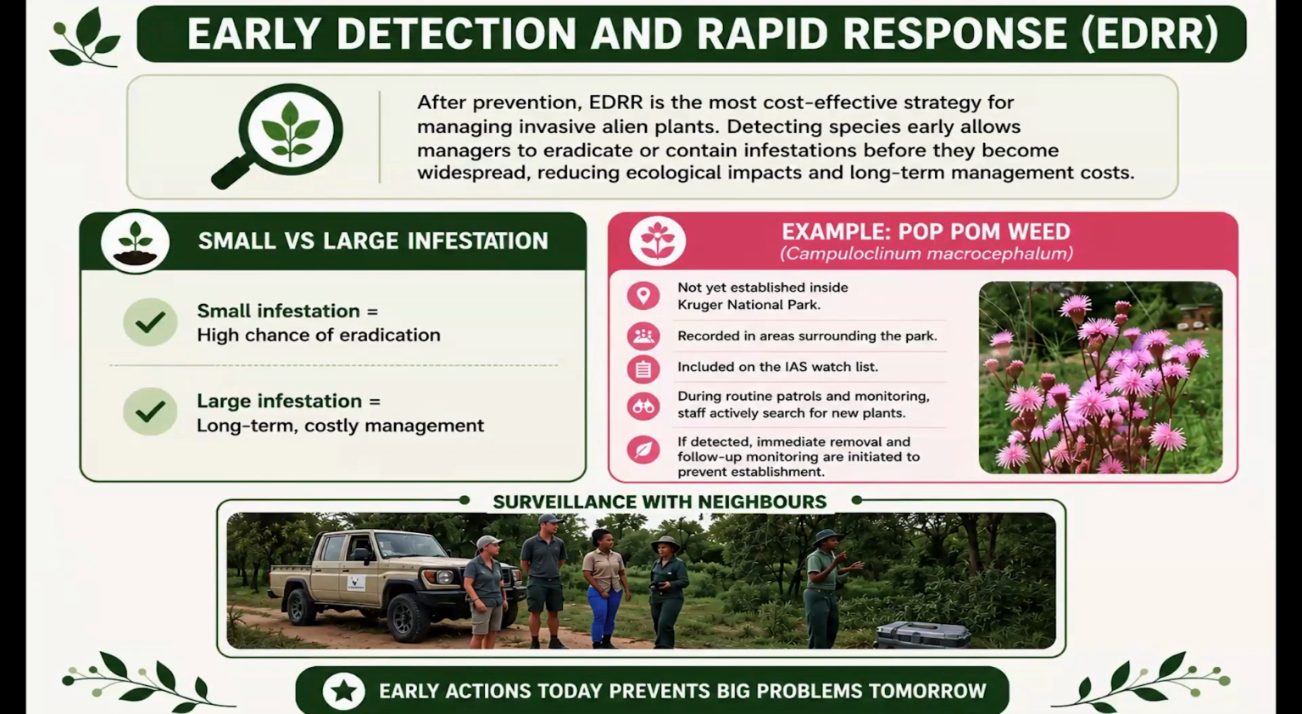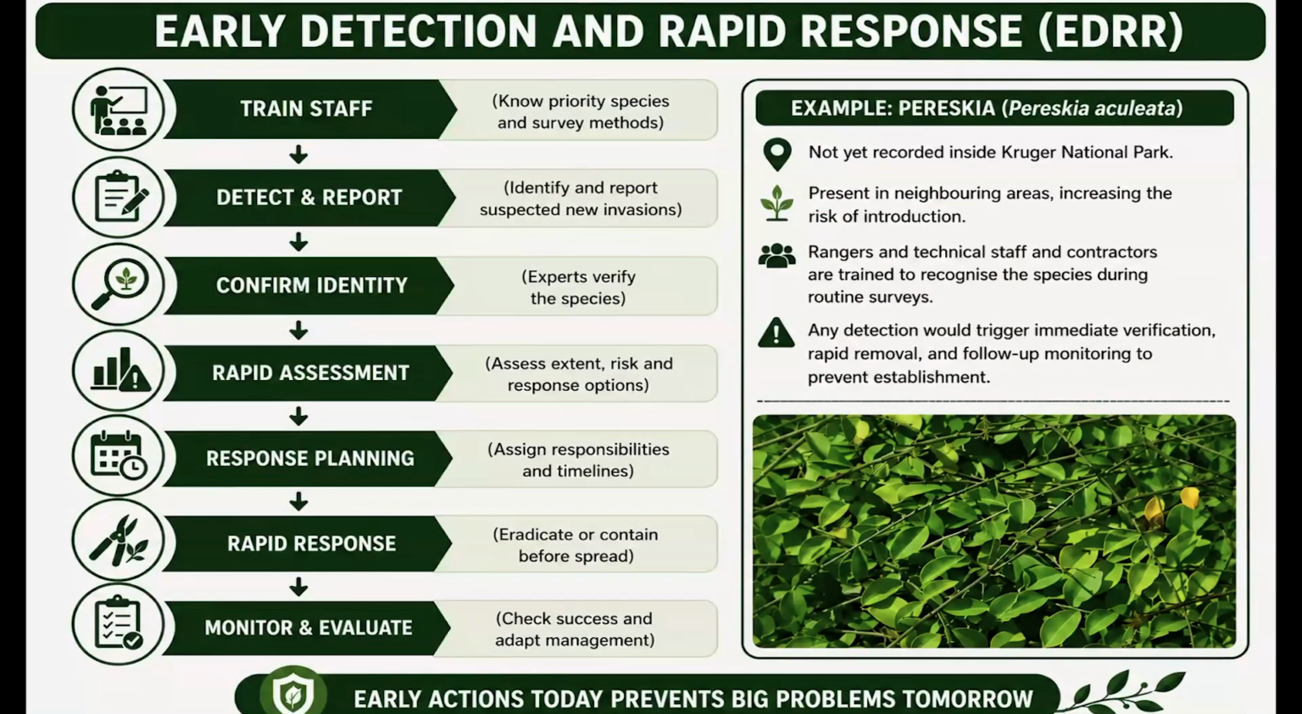So another thing that's also important when it comes to surveillance or early detection and rapid response is working very closely with your neighbors, people that are surrounding your park, because then it helps. You've got eyes in different areas. So you're also able, together, to detect new species that are coming in. You work together to make sure that you control them before they become big problems.